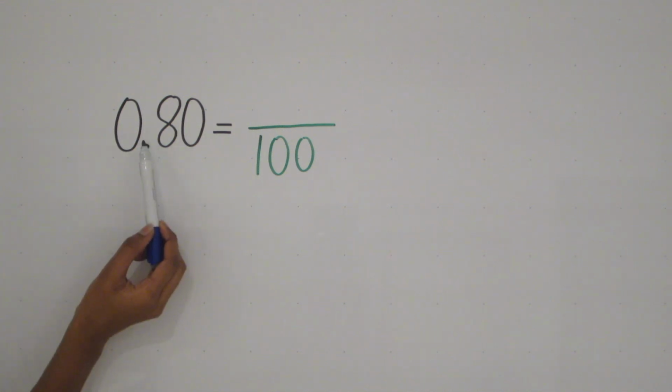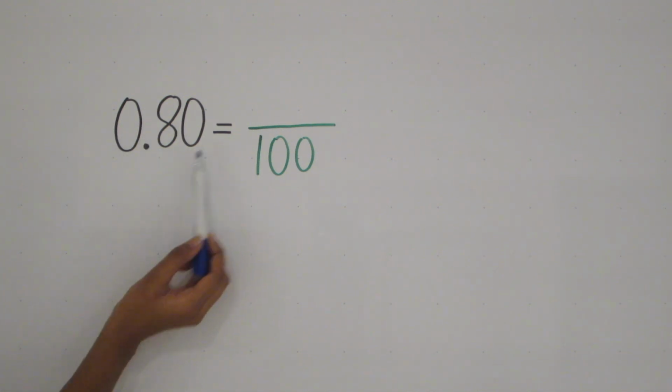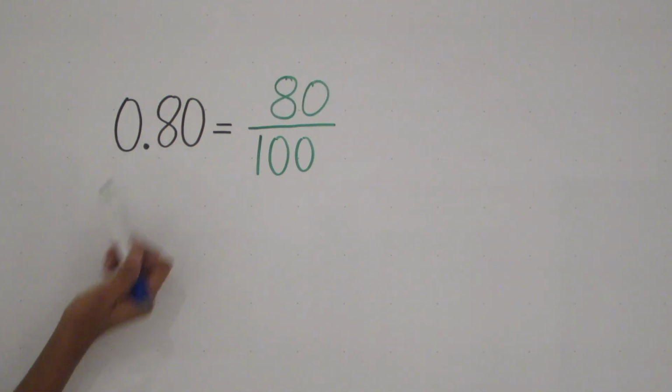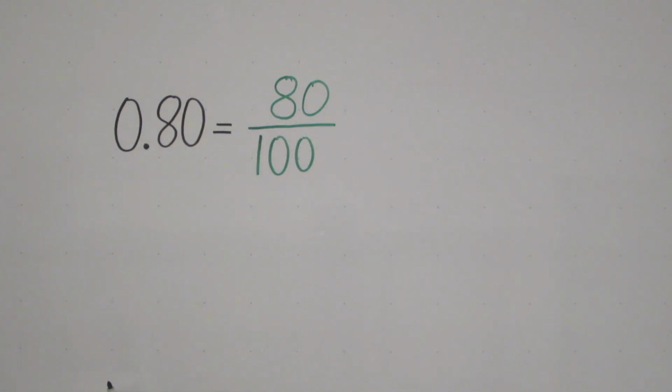And now we're going to write the number after the decimal as our numerator. So in this case, we have 80 after the decimal. So I wrote 80 as our numerator. And that's the first step. And that's it. Now we've written it as a fraction.